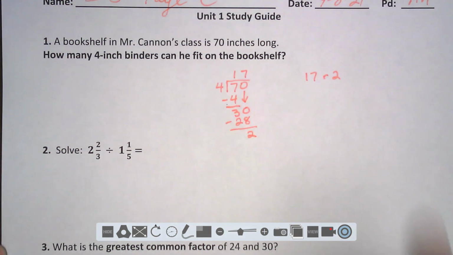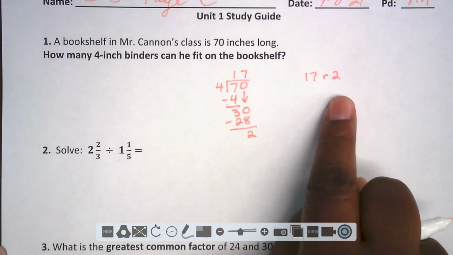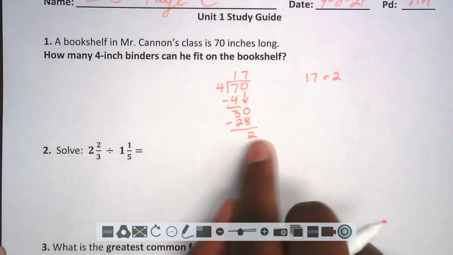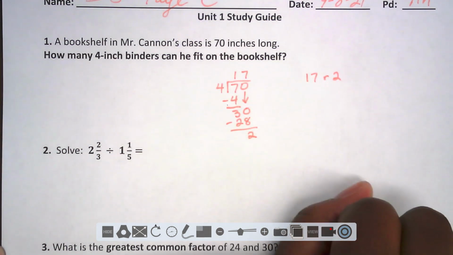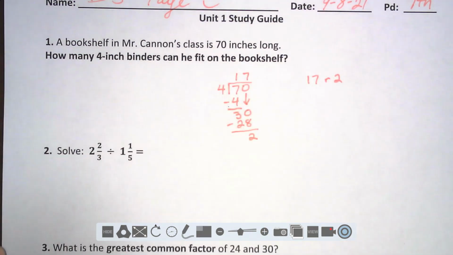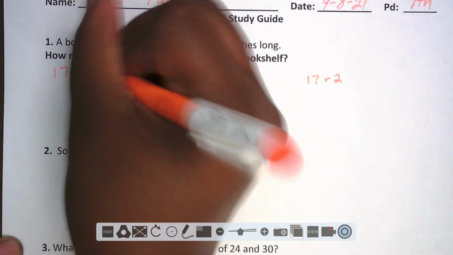But they didn't ask us for that. They want to know how many 4-inch binders can he fit on a bookshelf. Well, I see that I have a remainder of 2 inches. That's not going to fit another 4-inch binder, so I can only fit 17 binders.